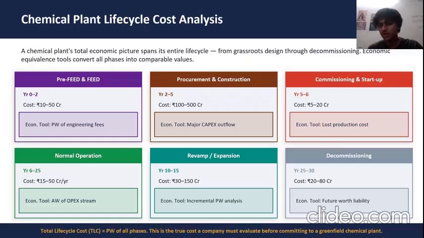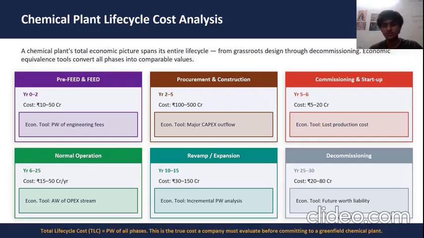First is the pre-feed stage, which includes feasibility studies and detailed engineering. Even though no revenue is generated here, costs can be high, around 10 to 50 crores. These are early stage investments, so we evaluate them using present worth. Next comes procurement or construction, where the plant is actually built. This is the largest cost component, often between 100 to 500 crores, and represents the major capital expenditure.